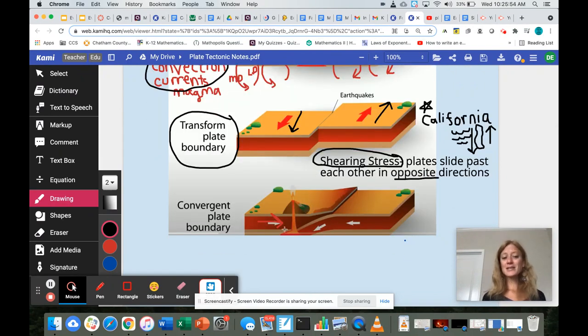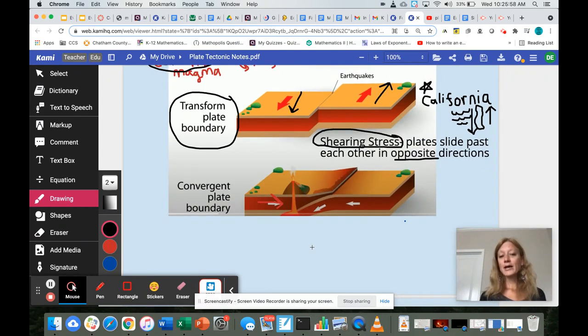This is our final type of plate boundary. And this one, I'm going to now ask you to label the stress with me. So the first two, I labeled them for you. Let's label it together for this one. So you're going to notice some differences.